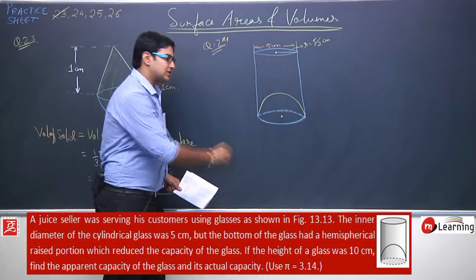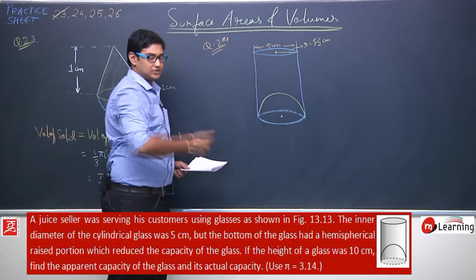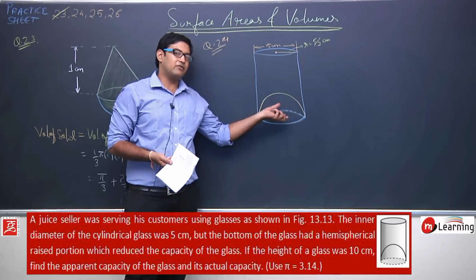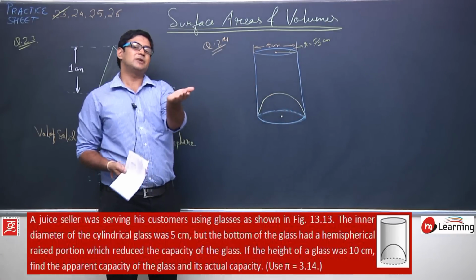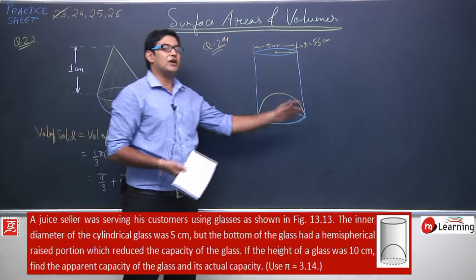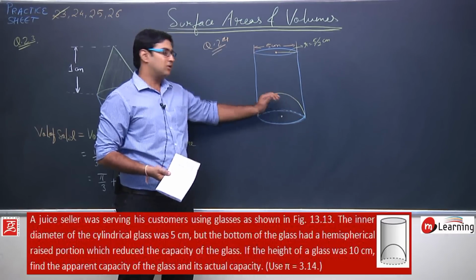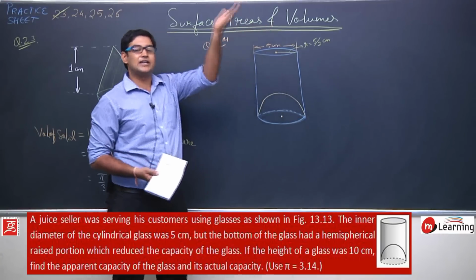Okay, because this is a hemispherical portion which is raised. Now because of this volume of hemisphere, whatever be the volume of this hemisphere, this much volume will be left out. It means in this volume I cannot fill juice. Why? Because it is raised internally.